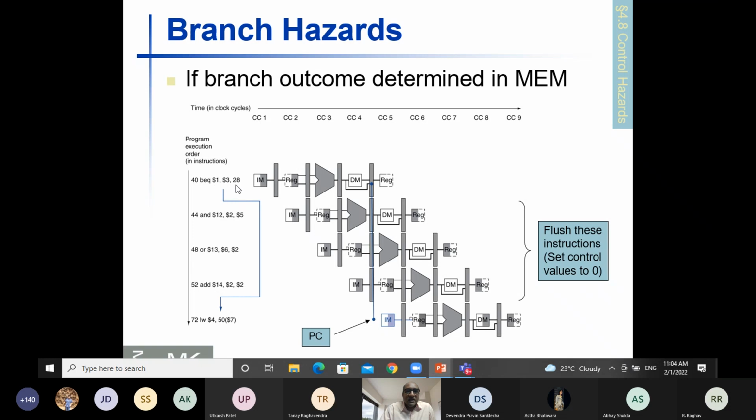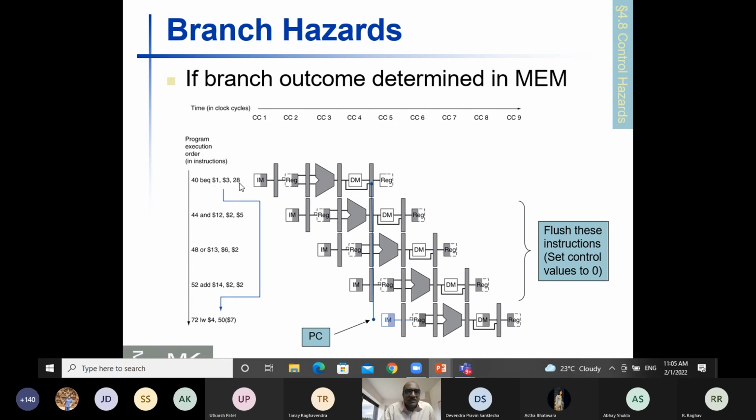So we derive the target for a branch based on the PC plus 4 plus the offset. Here the offset is 28 bytes. It's not words, right? 28 bytes. So 40 plus 4, that is 44, plus 28, that gives you 72. So if the branch is successful, or if a branch is taken, then the next instruction to be executed after BEQ will be the load instruction.